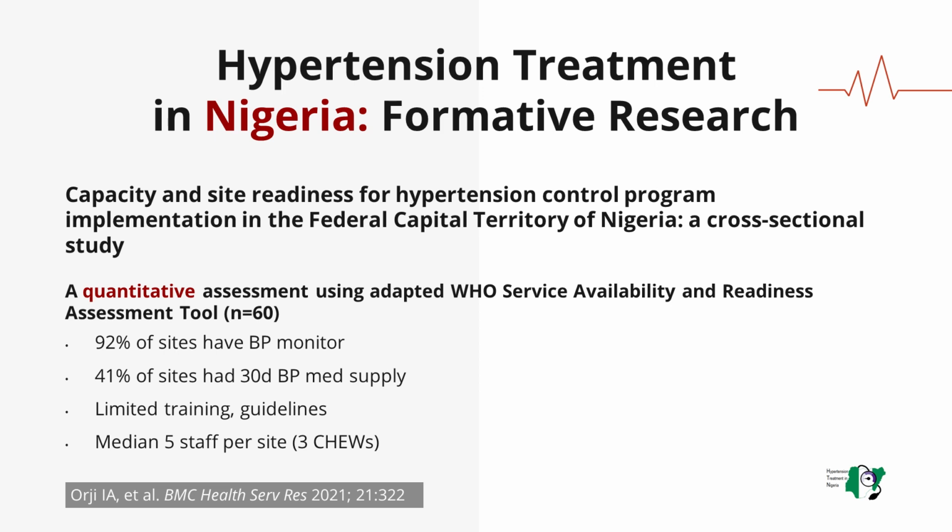We wanted to make sure that there was enough staff on site to be able to implement this bundle, and there were 5 staff, 3 of whom were community health extension workers. We used 2 staff as a floor to make sure that there was going to be enough staff for us to implement our proposed strategies.